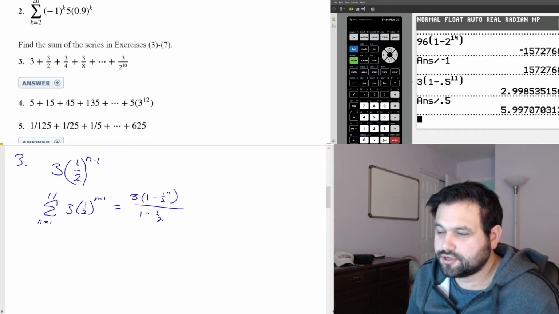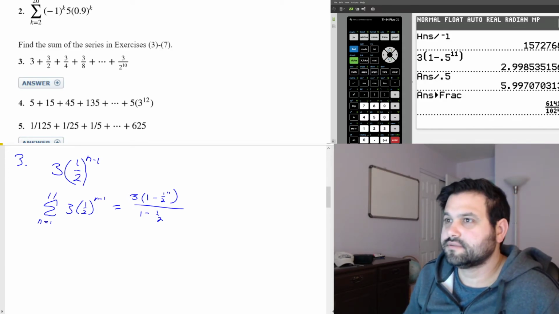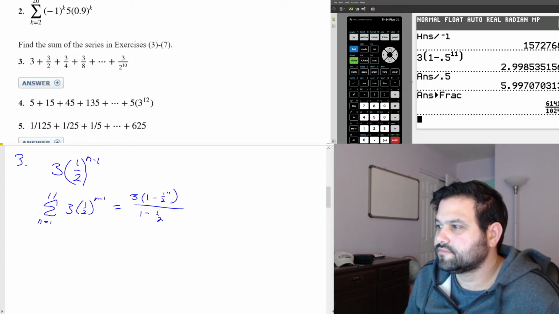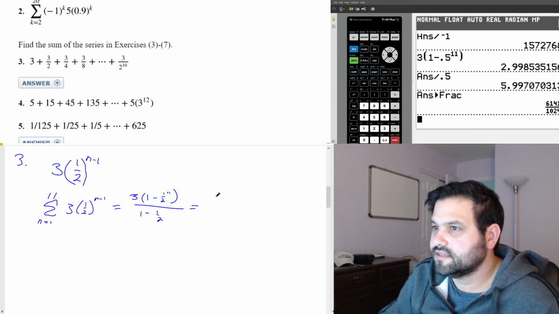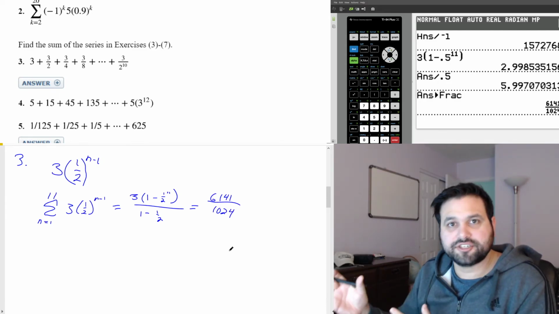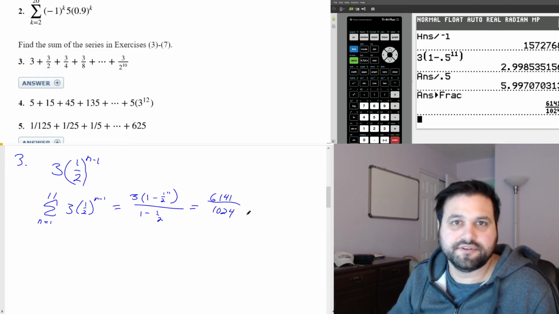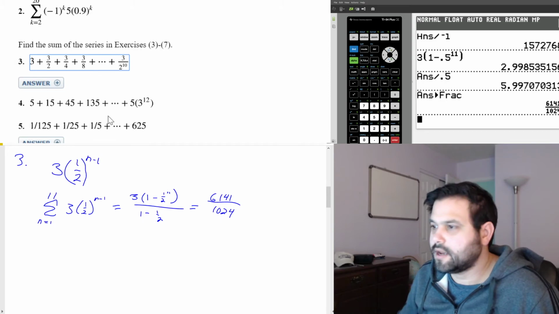We could technically turn that into a fraction. I don't know if the calculator will be able to. Yeah, it will. So there's our fraction. Our sum is 6,141 over 1,024. We just added a bunch of fractions together, and that's the fraction we got. That was number 3.